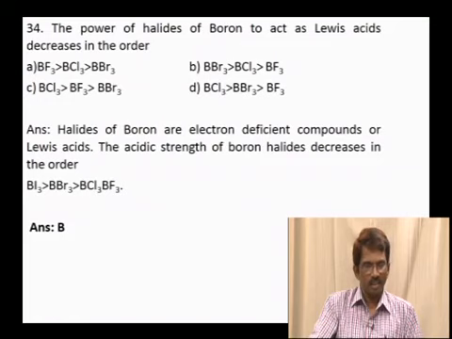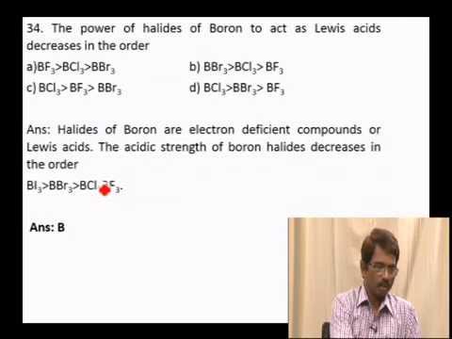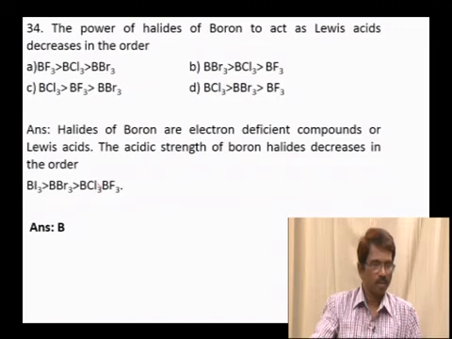The acidic strength of these boron halides decreases from iodides to fluorides, and therefore in the options, option B, which says BBr3 more acidic than BCl3 more acidic than BF3, becomes the correct option.